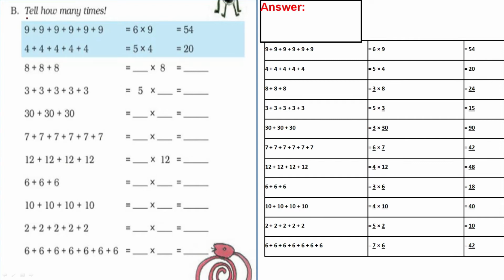Tell how many times. 9. How many 9s are there? 1, 2, 3, 4, 5, 6. So 6 multiplied by 9 is 54. How many 4s are there? 5 4s are there: 1, 2, 3, 4, 5. So 5 4s are 20. Similarly, 8 plus 8 plus 8. How many 8s are there? 3. So you can write 3 multiplied by 8, 24. How many 3s are there? 1, 2, 3, 4, 5. So 5 times 3.